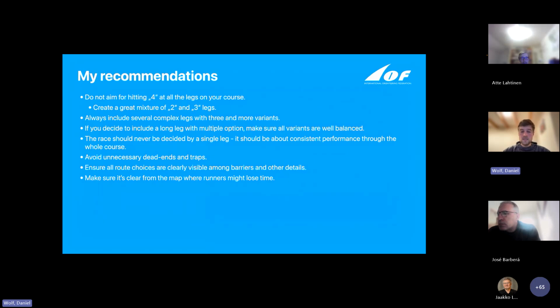And the race should never be decided by a single leg, as in the Mladá Boleslav case. It should be about consistent performance through the whole course. And in my opinion, you should avoid unnecessary dead ends and traps, as we saw, for example, last year in Edinburgh. Yes, it might make the course somehow trickier, but usually it turns into a trap, and the athletes, as I felt from their comments, don't like it. And please always ensure that all road choices are clearly visible among barriers and other details, and be sure that it's clear from the map where runners might lose time, like stairs, worse surface, etc.